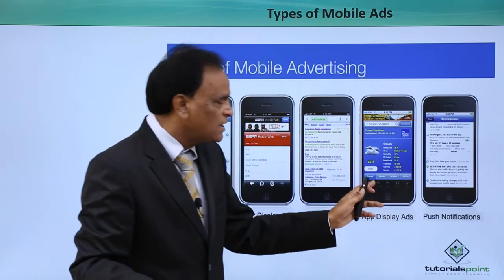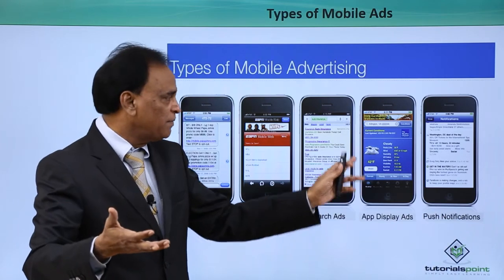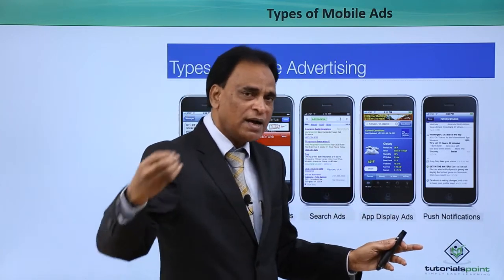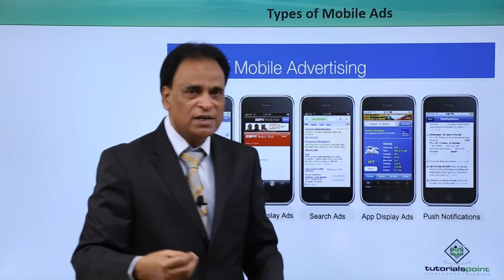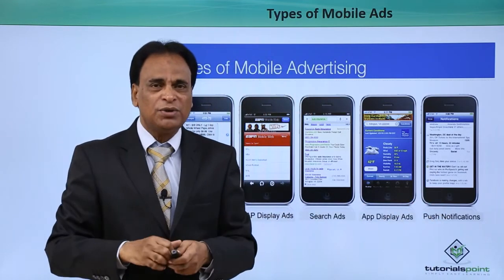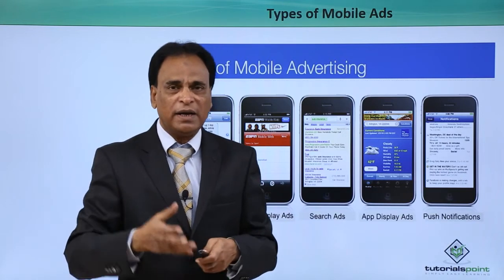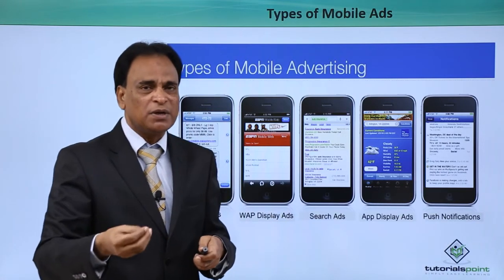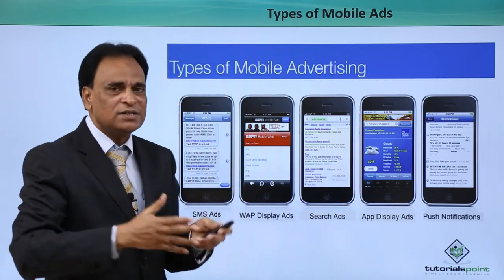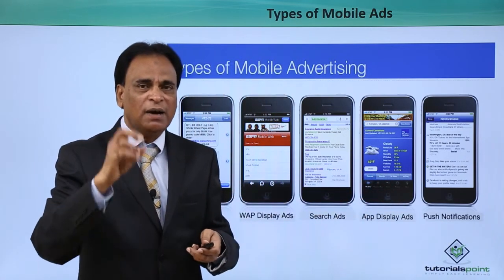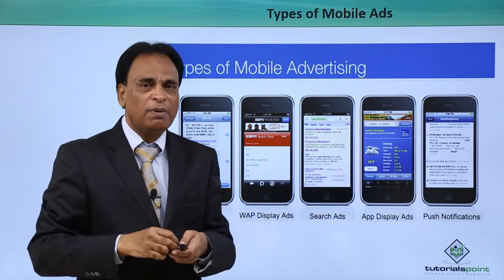Then app display ads will also be there. There are apps available across multiple stores. When you download the apps, the ads will come from the pop-up. Then you have the push notifications, the pop-up ads that appear whenever you are browsing through an app or a mobile enabled website or a responsive website or a blog or a landing page. So these are the various kinds of ads that appear on mobile devices. These are basically called mobile advertising.